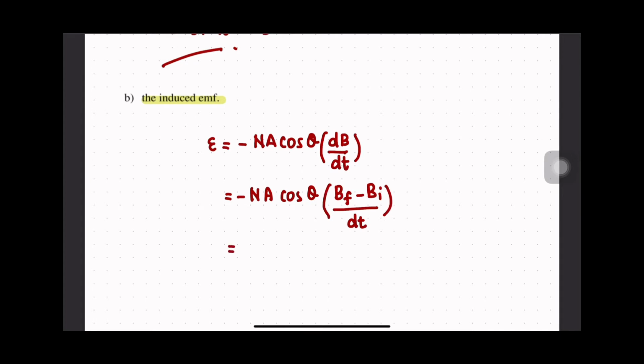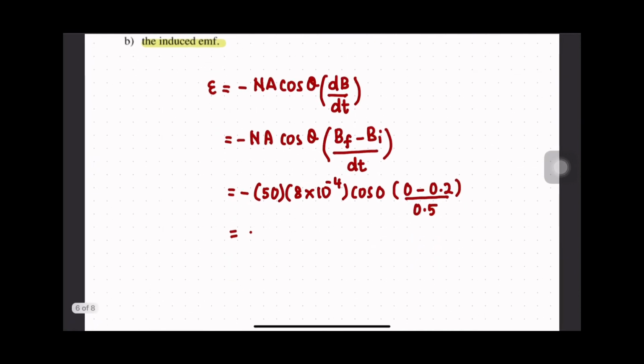Alright, so substitute the value. Negative 50 for number of turns. Area is 8 times 10 to the power of negative 4, cos 0. And then B final is 0 minus B initial is 0.2 Tesla divided by time taken is 0.5 second. So the answer is 1.6 times 10 to the power of negative 2 volt.